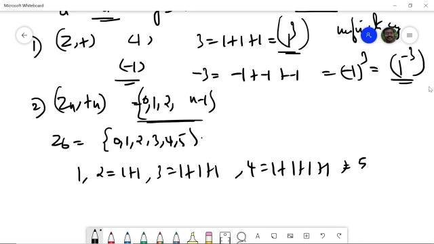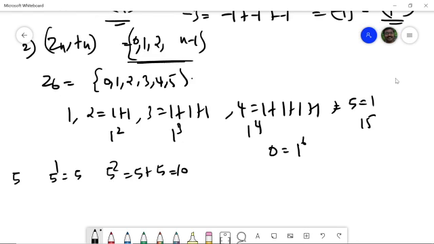There are also other generators. You can check that 5 is a generator. If you take 5 raised to 1 you get 5. 5 square would be 5 plus 5, that is 10, so in this group that will be 4. 5 cube is 15, so in this group that would be 3. 5 raised to 4 is 20, which in this group is 2. 5 raised to 5 is 25, which in this group is 1. And 5 raised to 6 is 30, which in this group is 0. So you have obtained every element. You can also check whether there are other generators.